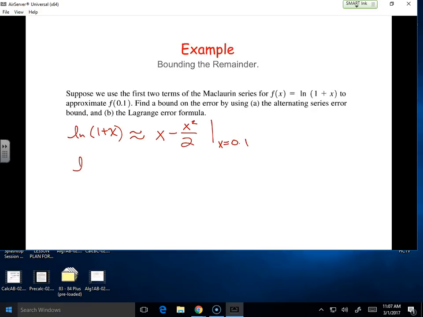So we can say ln of 1 plus x. Does that make sense? Plug in when x is 0.1, so ln of 1.1 is approximately 0.1 minus 0.1 squared all over 2. Now technically, if we were to go ahead and solve this, do you guys have your calculators close? Go ahead and close. Let's double check. I'll do it and you do it. We'll see how we did.